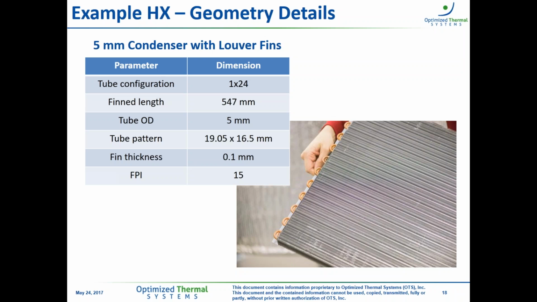They have 15 fins per inch, and they have a pretty standard tube pattern for 5mm. It's about 19mm vertical spacing. So with that, I'm going to jump into the Coil Designer environment, and we can start to walk through the steps that would be necessary to model this particular 1x24 or 5mm condenser.